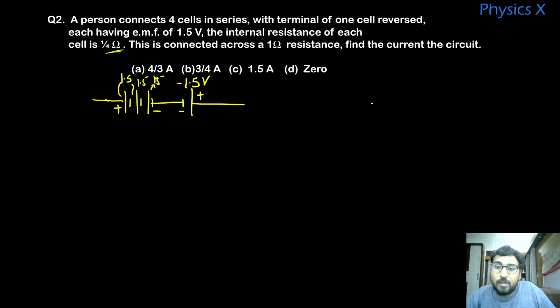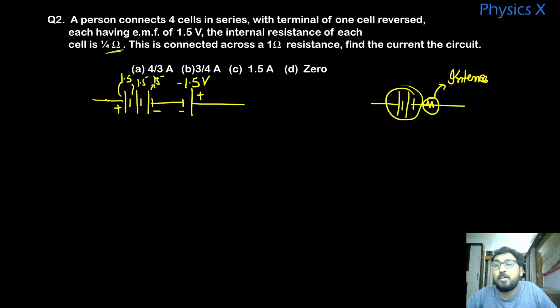Now practically what happens? We represent a cell like this, or a battery like this. In ideal conditions, we are not considering any resistance of a battery. But in real conditions, in practical life, this cell also has a small resistance, and that small resistance we call the internal resistance of the battery or the internal resistance of the cell. And obviously if these cells are connected in series, then the internal resistance of each cell will also be connected in series. So the internal resistance of each is 1 by 4 ohm.